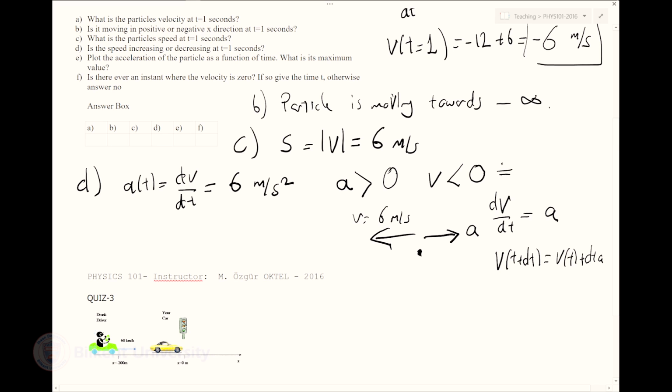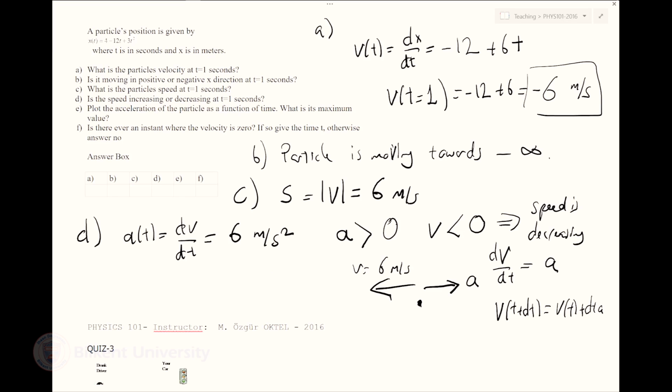Okay? Plot the acceleration of the particle as a function of time. What's its maximum value? That was a trick question. This is because my acceleration is a constant in time. So the plot is the easiest thing in the world. It's just constant at 6 meters per second square. Okay? What's its maximum value? It has only one value, which is the maximum. So a max is 6 meters per second square.